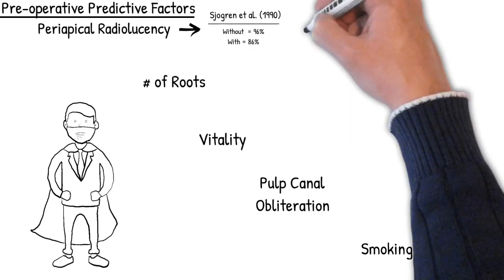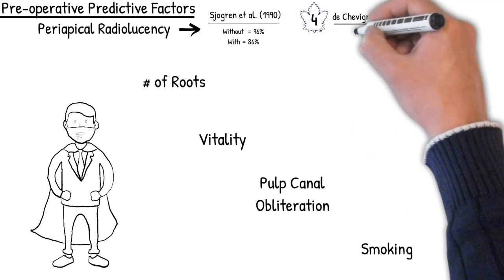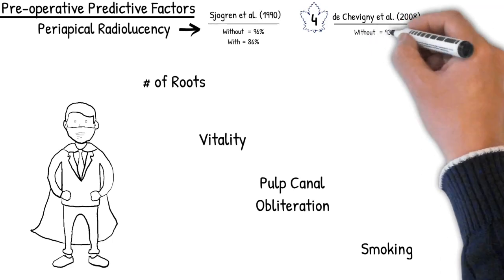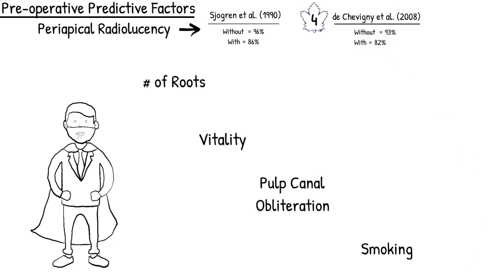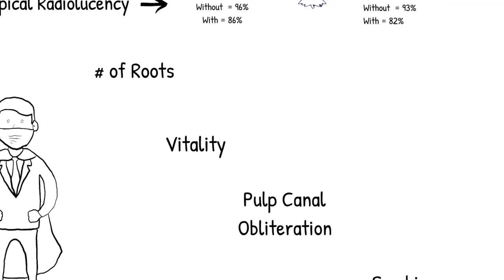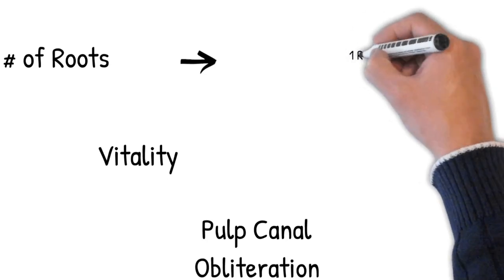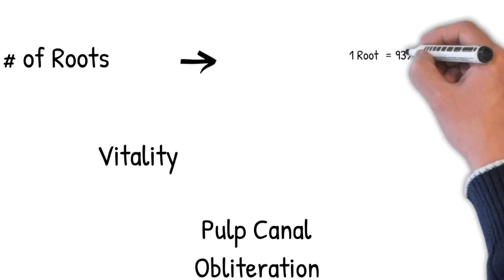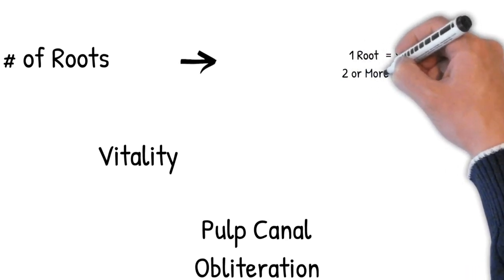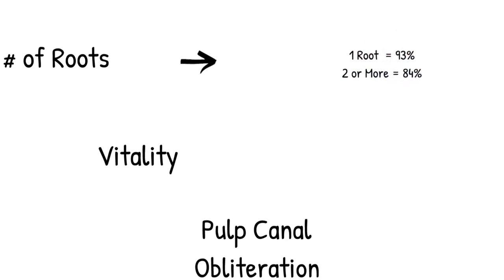The Toronto studies, Phase 4 with DeSchovigny and colleagues, without a periapical radiolucency, 93% success was discovered, and 82% with a periapical radiolucency can be expected. For obvious reasons, the more roots that are present, the better chance of detecting a radiolucency. For example, a molar with 3 roots has 3 chances to succeed or fail. And so for this reason, the Toronto studies also found that teeth with 1 root had a 93% success rate, whereas teeth with 2 or more roots only had an 84% success rate.